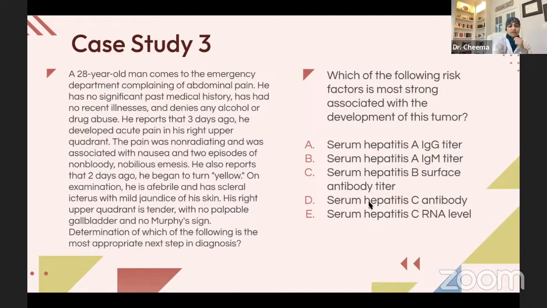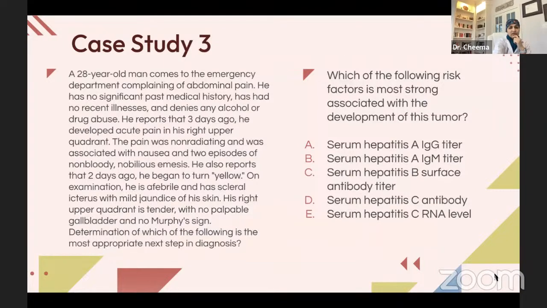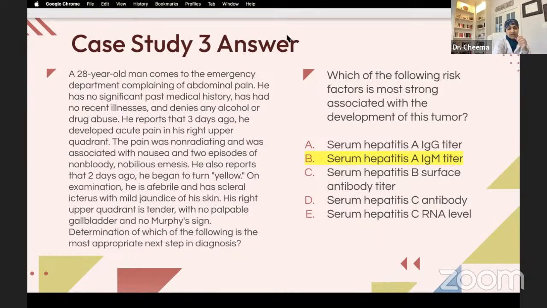Good, very good. Now they are asking what the next step is, so let's go over this case study pretty quickly. The patient presented with these symptoms and has a yellow discoloration. So what do you think? Are acute symptoms going on? The correct answer is acute infection, hepatitis A IgM titer. We'll talk about it in detail.